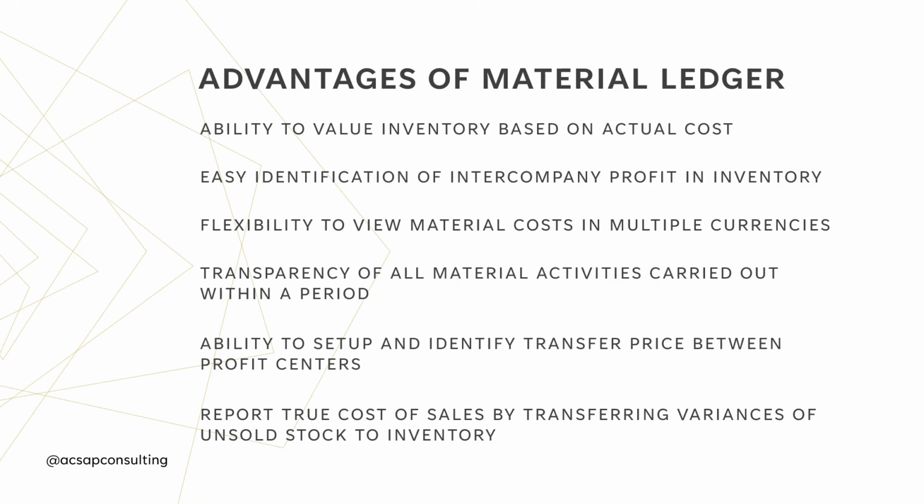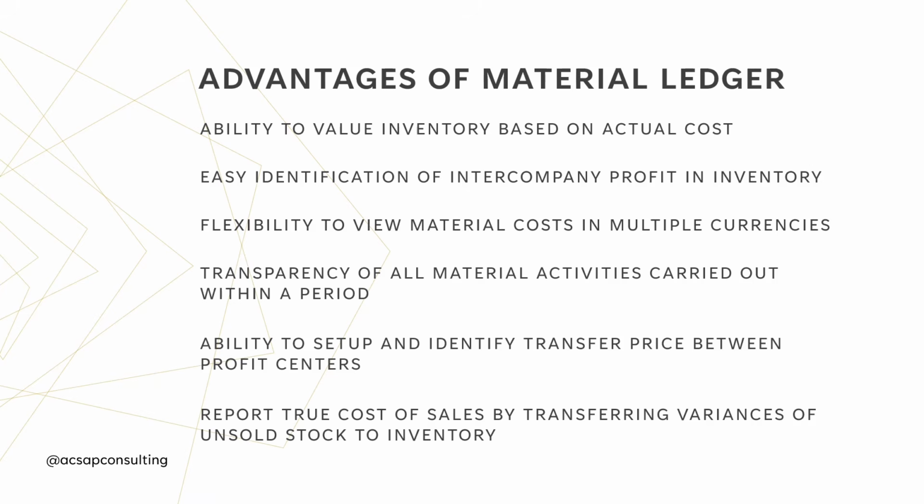Ability to set up and identify transfer price between profit centers. What we have discussed in the second point. In addition to intercompany profits, we can also eliminate inter-profit center profits. That means if we are moving a material from one profit center to another, or if we are trying to use a material belonging to one profit center in a production order belonging to another profit center, all those profit margins arising because of the transfer price between the profit centers can also be eliminated.